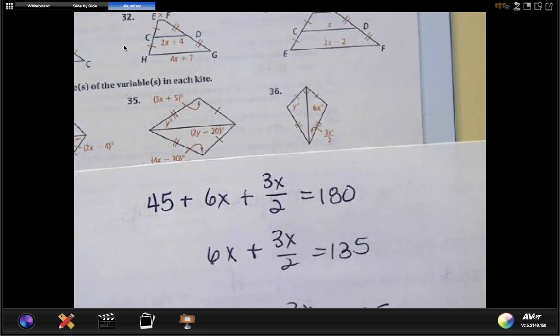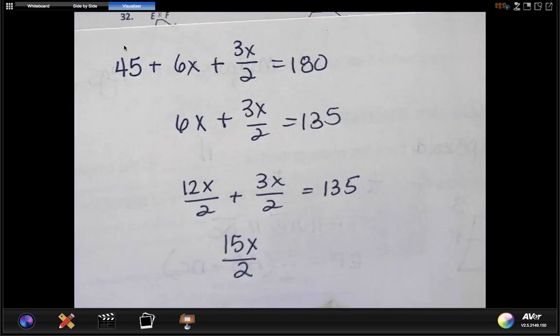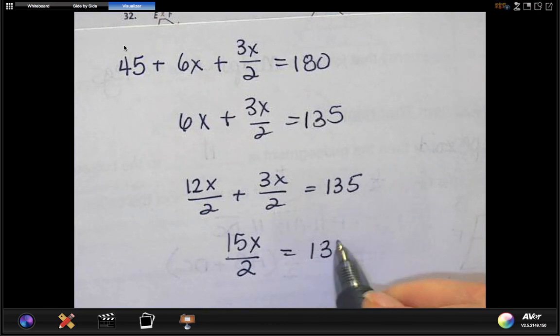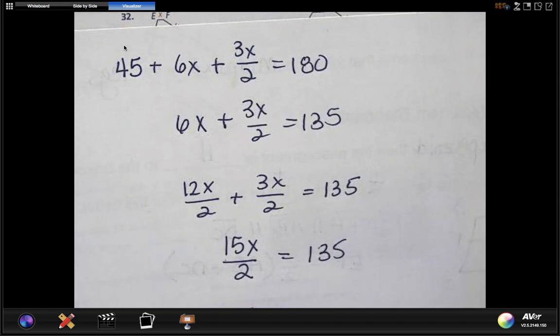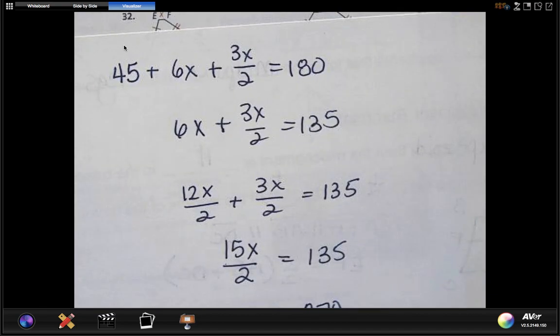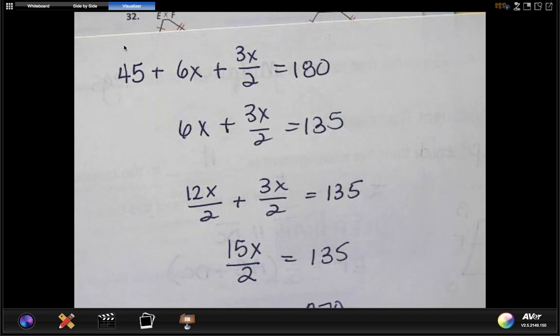I'm going to combine them now together. Now I can multiply both sides by 2. When you multiply 135 by 2, we get 270. Then I can divide 270 by 15, and I get 18.